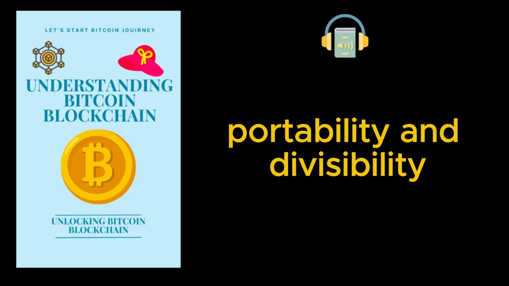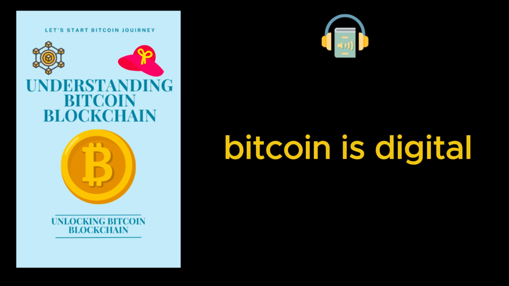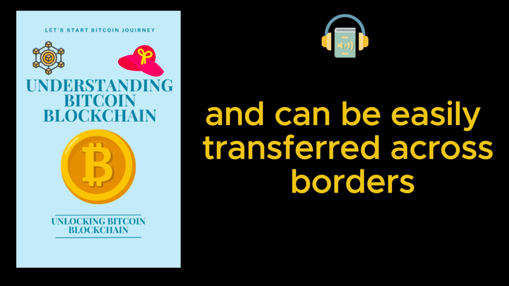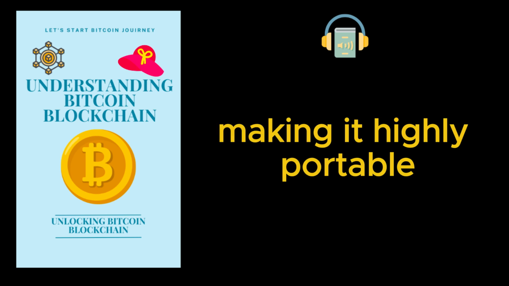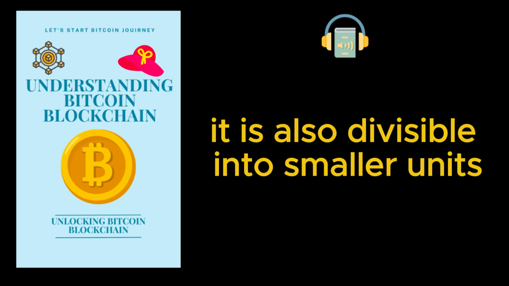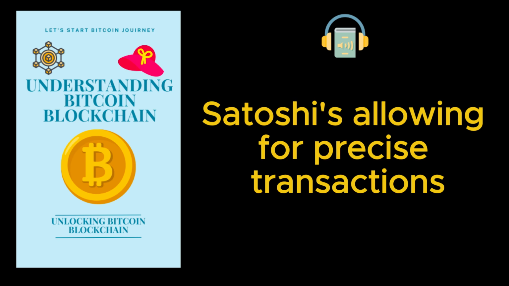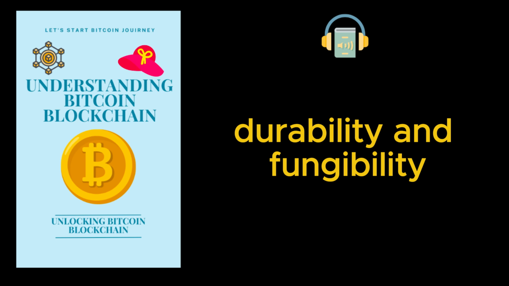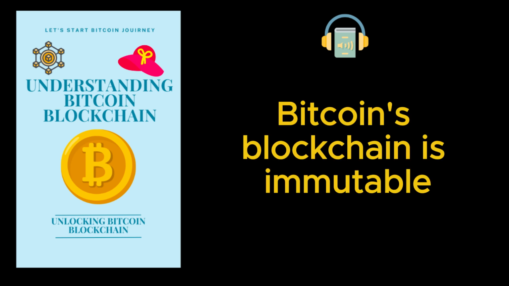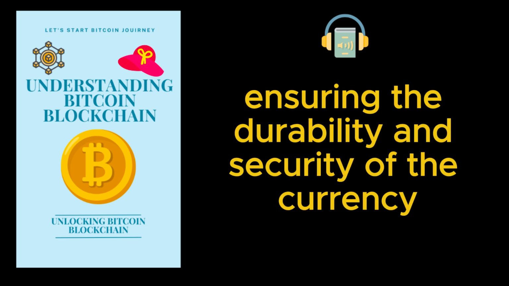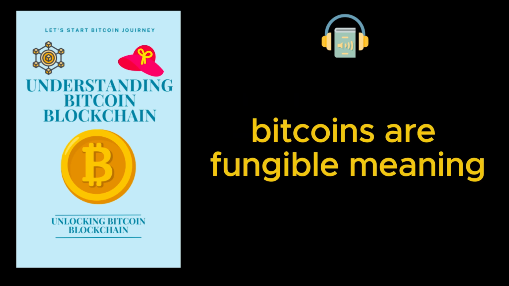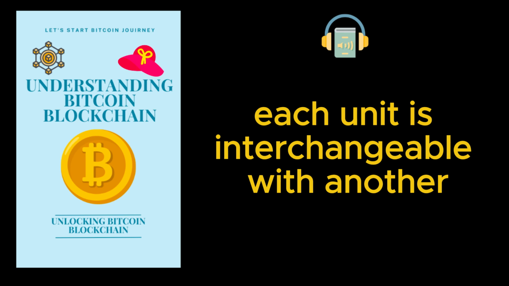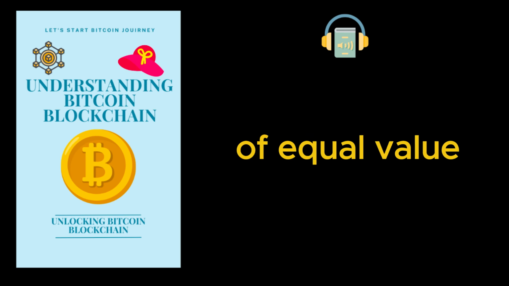Portability and divisibility. Bitcoin is digital and can be easily transferred across borders, making it highly portable. It is also divisible into smaller units, satoshis, allowing for precise transactions. Durability and fungibility. Bitcoin's blockchain is immutable, ensuring the durability and security of the currency. Bitcoins are fungible, meaning each unit is interchangeable with another of equal value.